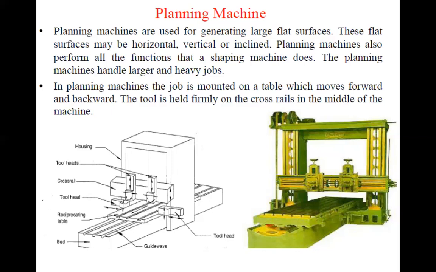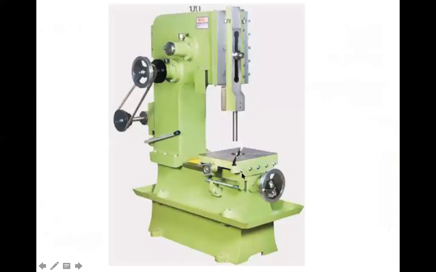Instead of a ram, we use some kind of cross structure, whatever is there in this picture, a cross rail. On this cross structure we mount the tool heads or toolboxes, and on these toolboxes we keep the cutting tools. So in this, what happens? The major things whatever is there. So this is the typical tool.